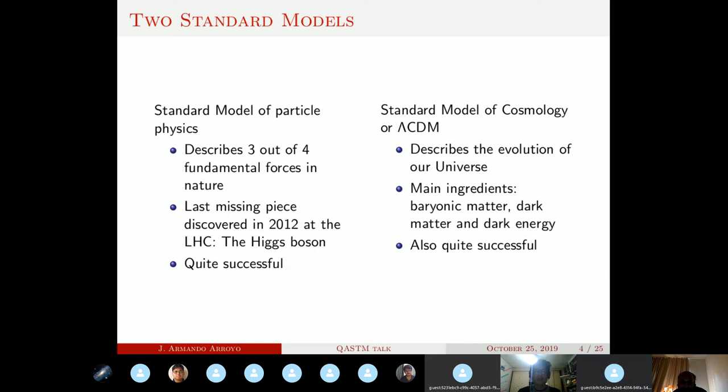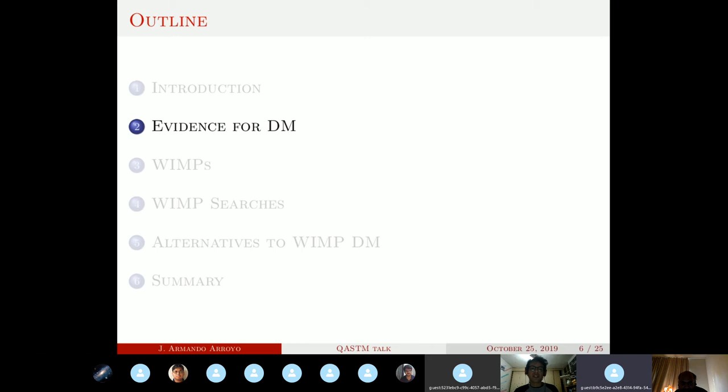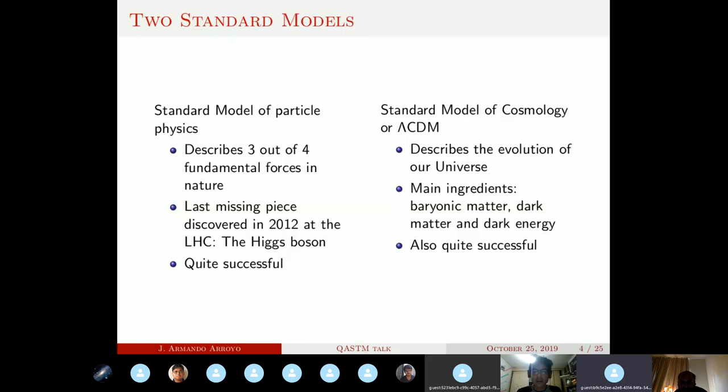But with this model, you can also predict the existence of the CMB, of all the large scale structure formation, and the BBN, the Big Bang nucleosynthesis, which is also part of it. And all of these predictions seem to be very accurate with what we've seen.